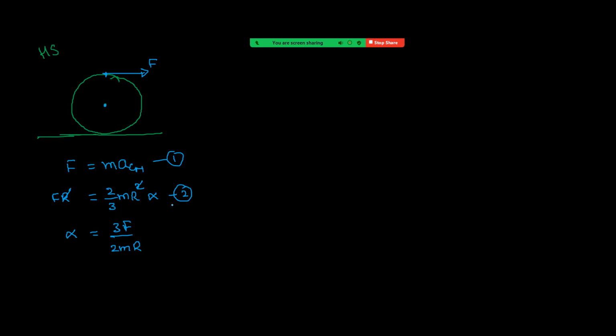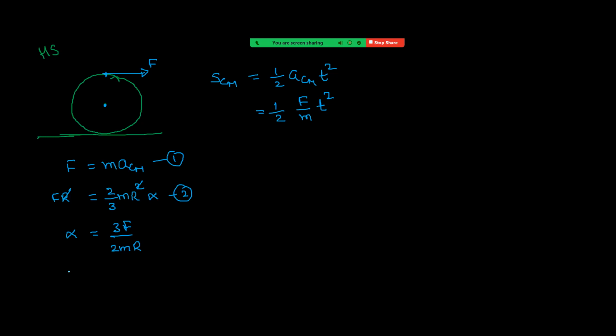Right. Next, we want to calculate the distance traveled by the center of the sphere. Since the initial velocity is 0, directly it is half a_cm into t square. a_cm is F by M, into t square. This is what we have to calculate.